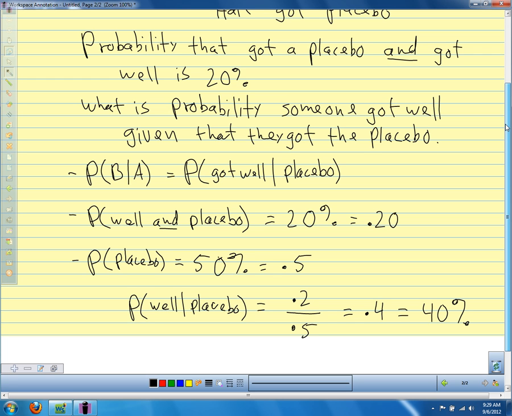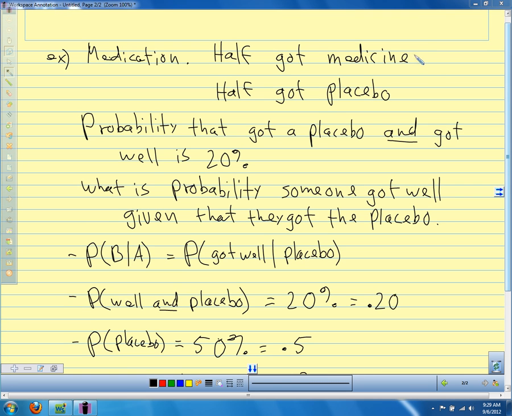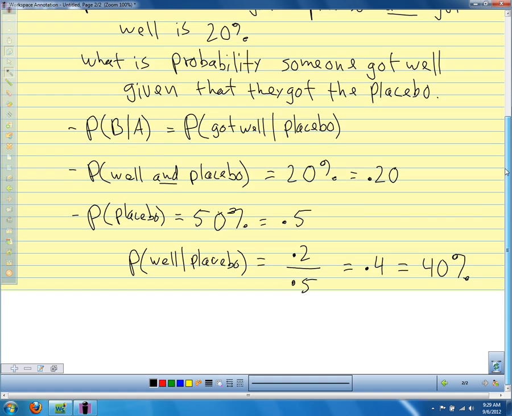Yes, question. How do we get 50% up here in the problem? It says half the people got the medicine and half got the placebo. So 50% got the medicine, 50% got the placebo. That's how we got that. Yes, Preston. 0.2 divided by 0.5. Just put that in my calculator and you get 0.4. Yeah, I'm just dividing it.